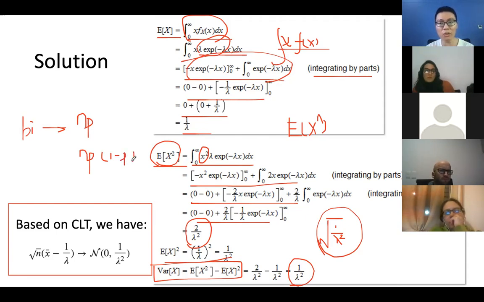When you do exams and exercises, you can find those solutions on Wikipedia, or you just Google it. But I highly recommend you do it on your own the first time. Then you should memorize those solutions, because the exponential distribution is a very common distribution, right? You should memorize those conclusions. That is, the mean is 1 over lambda, and the variance is 1 over lambda squared.